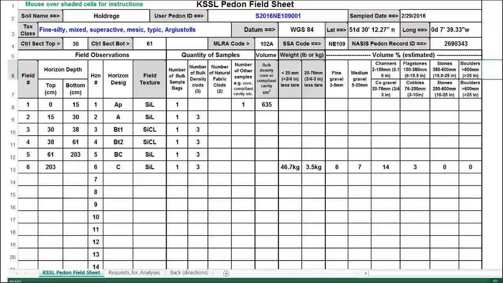Bulk density clods are the clods you submit for bulk density. Normally, there will be 3 of those. The natural fabric clods are the clods that have the tack or the staple in them to indicate the orientation of those, and those are submitted for the thin sections. The other types of samples would be compliant cavity, a known volume can, or a ring or core. These are where you would use the core to take it and only send the sample in, not the whole core. It's not a true core, but it is one taken with a ring.